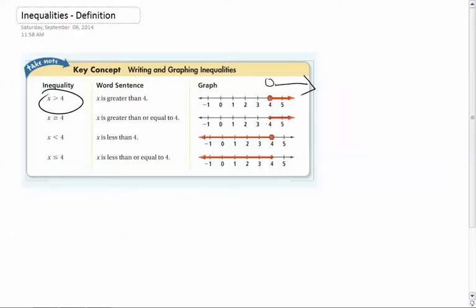X greater than or equal to 4, then we draw a solid dot right here. So there's a solid dot as opposed to a hollow one, because then it includes it. And it's the same if it's less than 4, or less than or equal. You'll start seeing this on a number line in terms of what inequality means. But here's some basic definitions.